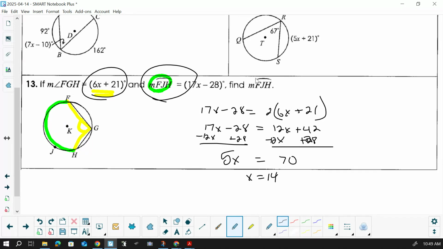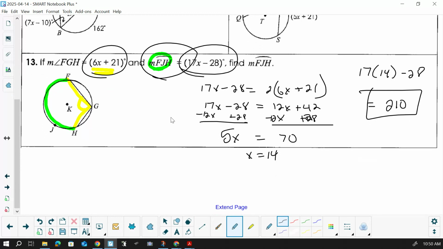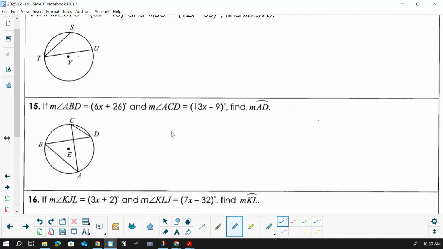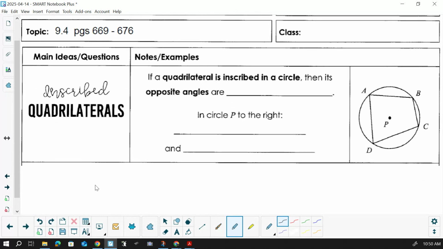The question says, what is arc FGH? That was this one. So 17 times 14 minus 28. 17 times 14 is 238, minus 28 is 210. So that's the answer to 13. Let's skip these for now. Let me go to the next page here.